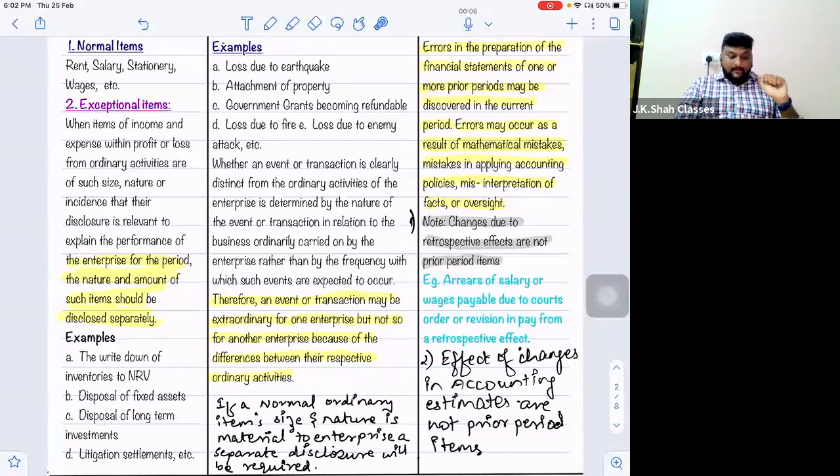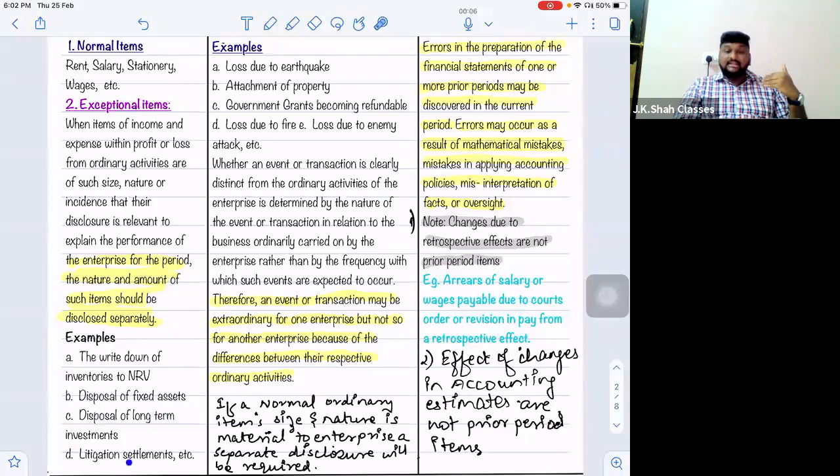Point number one. Point number two, disposal of fixed assets. When you dispose of your fixed assets, means when you sell off your fixed assets, any profit or loss arising from the sale of such fixed assets is also considered as what? Exceptional item. Then disposal of long-term investments, means any profit or loss arising on the sale of the long-term investments, not the short-term, because you have learned investments are classified into long-term and short-term. So with respect to long-term investments, they will be shown as exceptional items.